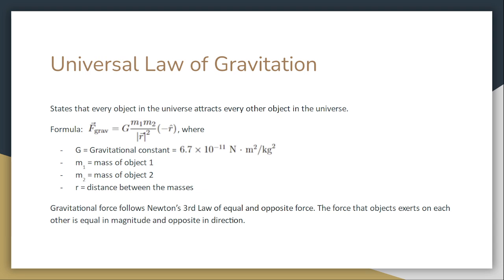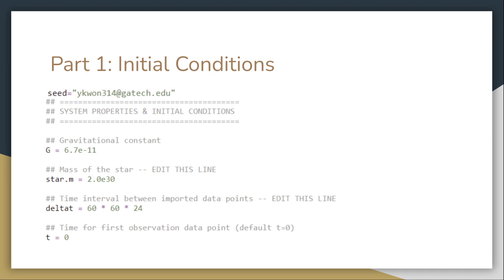The formula is the force of gravity is equal to G times mass 1 times mass 2 over r squared times negative r hat. The gravitational force follows Newton's third law of equal and opposite force. This means that the force that objects exert on each other is equal in magnitude and opposite in direction.